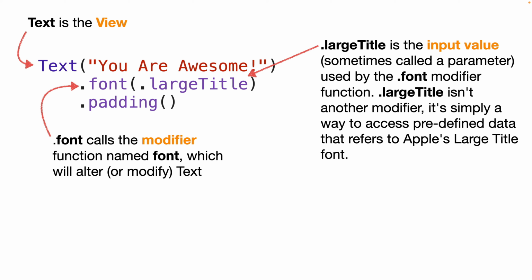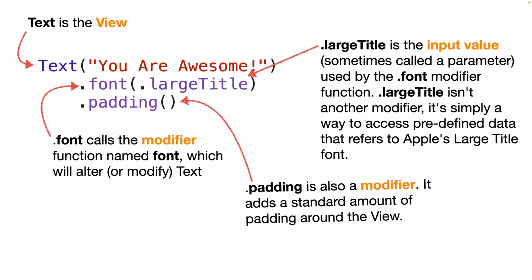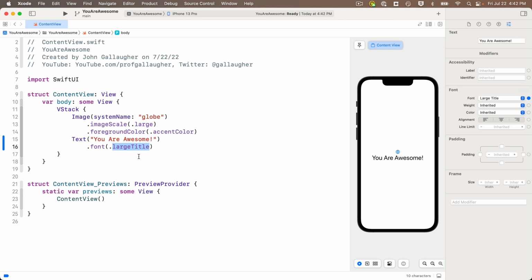Now don't get confused by the dot in front of large title. That doesn't mean that large title is a modifier function. This dot notation is also used to refer to some predefined data, and in this case, dot large title refers to Apple's large title font. More on that later. By the way, the dot padding that you see here is also a modifier. This adds the standard amount of padding around the text view. Now we just used the attributes inspector to have Xcode write code for us, but eventually you'll be comfortable enough to just start typing code in yourself.